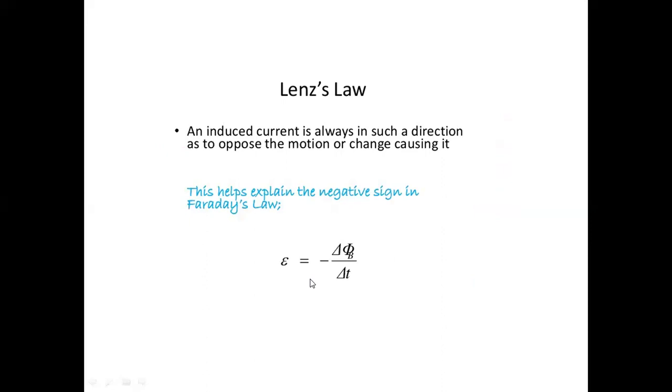So what is the direction of the induced EMF? This is explained by Lenz's law. An induced current is always in such a direction as to oppose the motion or change causing it. So what was the change causing it in the first figure? The motion of the magnet towards the coil. So what will happen? The coil will have the direction of current in such a way that it opposes the motion of that particular pole of the magnet. So the minus sign here indicates that the induced current opposes the cause.